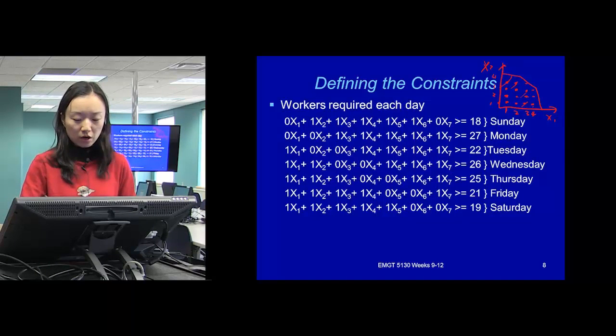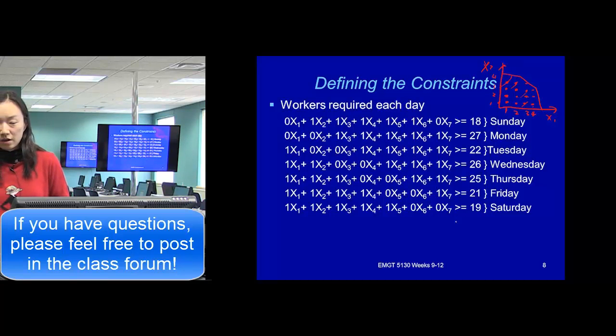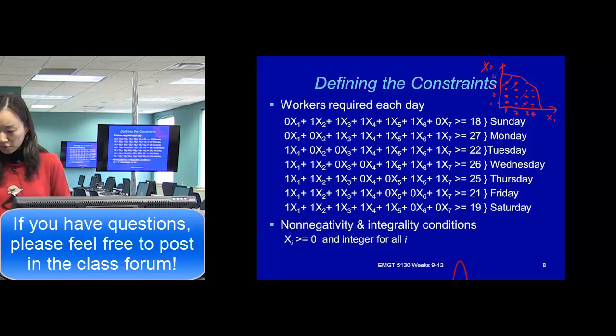Okay, so we want to make sure our constraint is more accommodating. Okay, any question here? Okay, so that's the first problem.